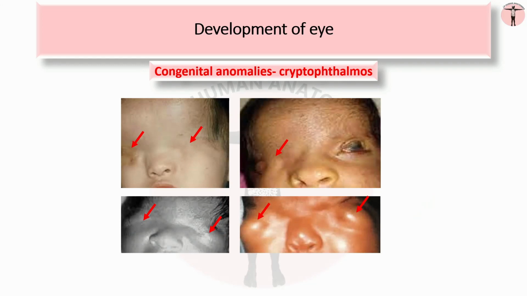Cryptophthalmos is a condition of total absence of eyelids and the skin of the forehead is continuous with that of the cheek, in which the eyeball is completely submerged beneath the skin. In the fourth picture, you can see the bulged eyeballs beneath the skin. With this, we have completed the development of the eye.